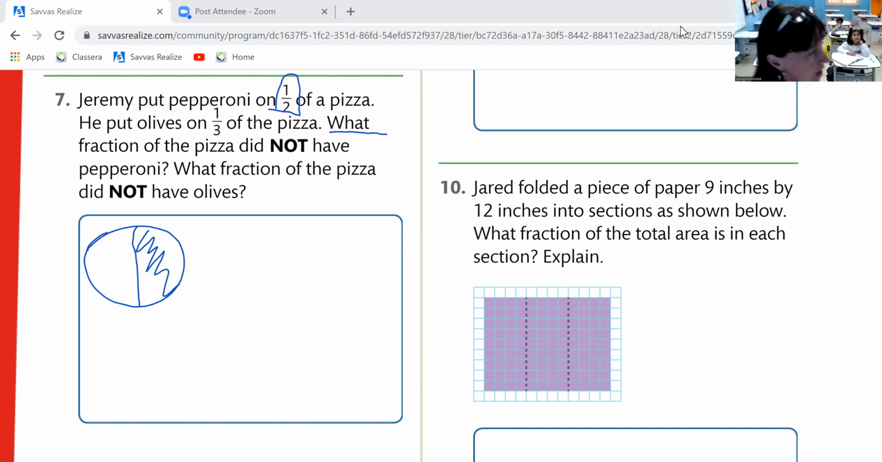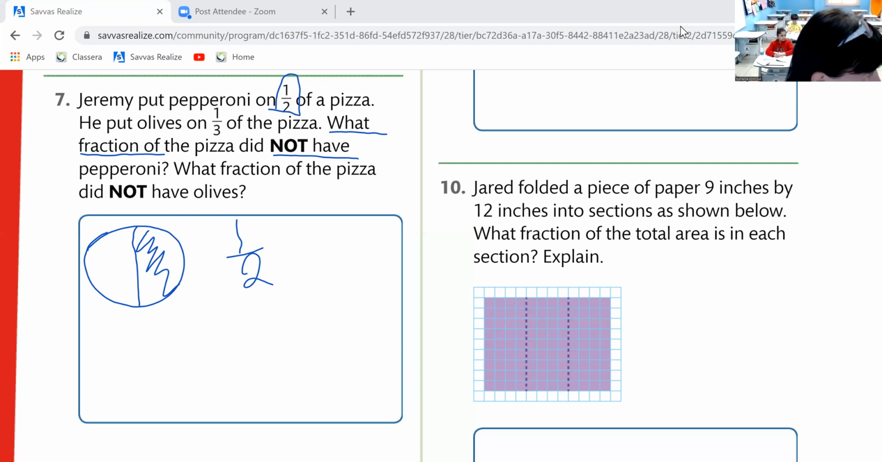The question is, what fraction of the pizza did not have pepperoni? No pepperoni. What fraction? It's 1 out of 2. You see that 1 part out of 2 parts has no pepperoni. 1 part yes pepperoni, 1 part no pepperoni. That's it.